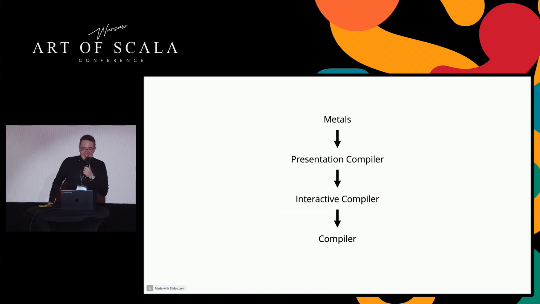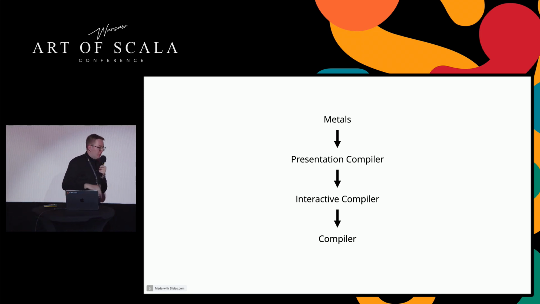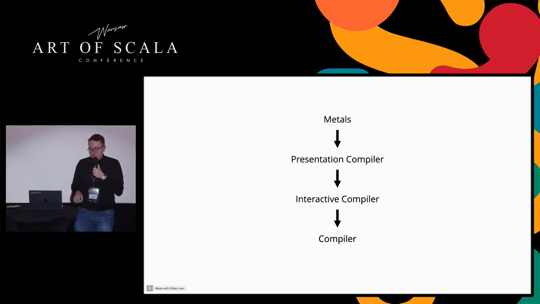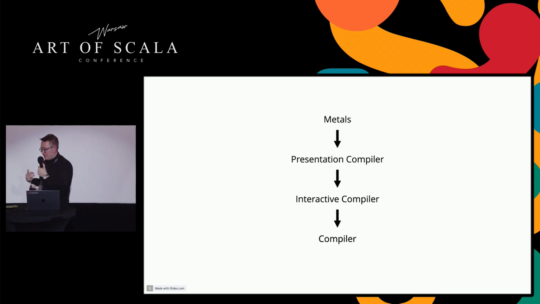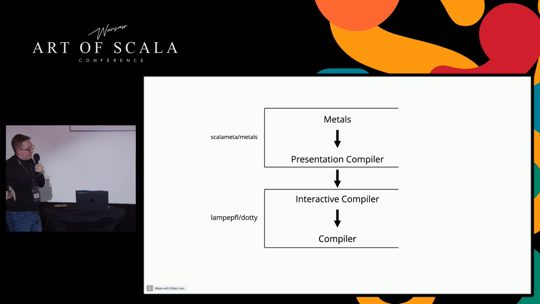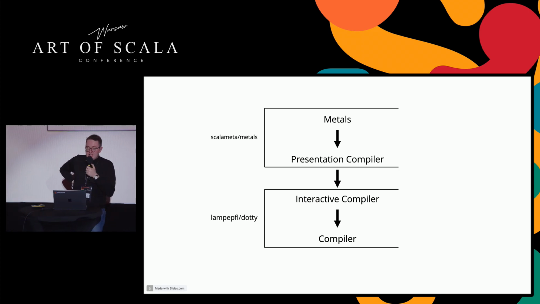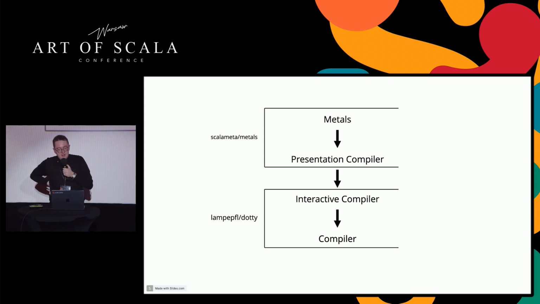So, what was the path we took? We started with Metals. Then we delved into the presentation compiler. Then we went into the interactive compiler. And finally, we were using the compiler internals, the compiler state, getting the members from type and all that stuff. So the repositories in which the specific modules are located are separate. Presentation compiler and Metals belong in Scala meta Metals, and interactive compiler and compiler belong in Dotty.